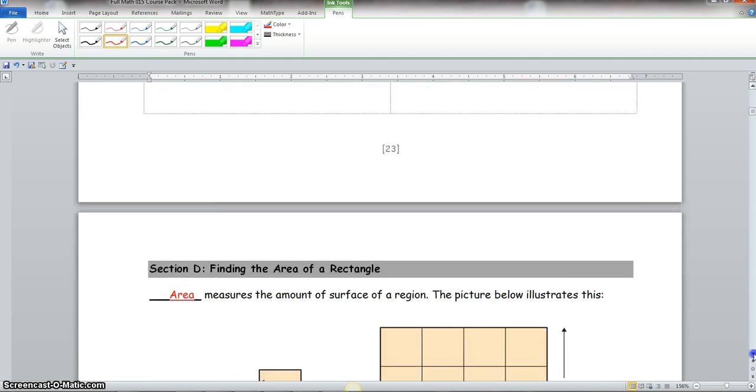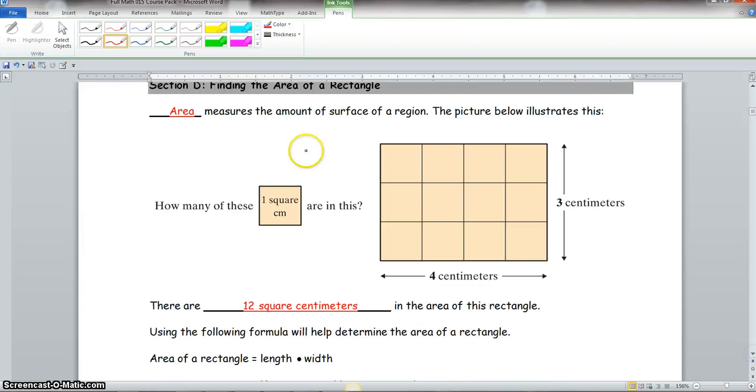Now, we scroll down here to section D. It says find the area of a rectangle. Area measures the amount of surface of a region. The picture below illustrates this. How many of these 1 square centimeter squares are in this? Now, if you notice here, we could count these blocks here and we would get 12. So it would be 12 square centimeters in the area of this rectangle.